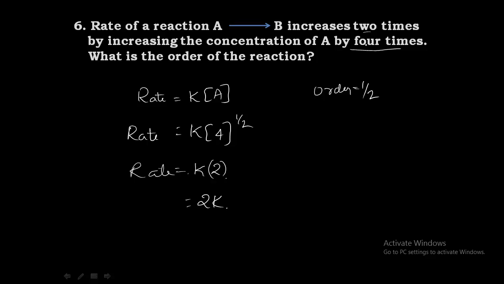If we take 1 by 2 here, the rate increases by 2 times. Instead of 2 times, if they had given 16 times, then we have to take 2 here, so the power of concentration of A is 2. Based on what they have given, you have to think and take the power on the concentration so that you will get the answer. So in this case, the order of reaction is 1 divided by 2.